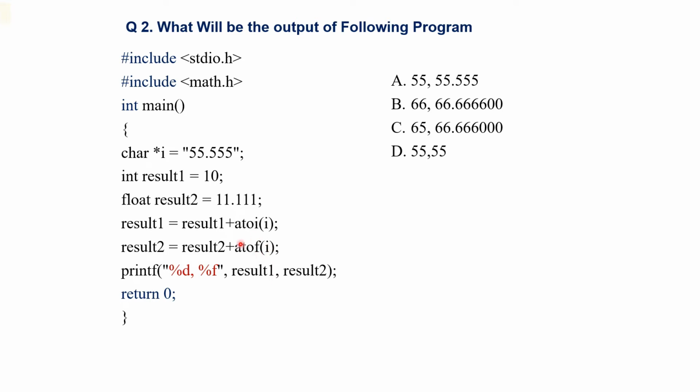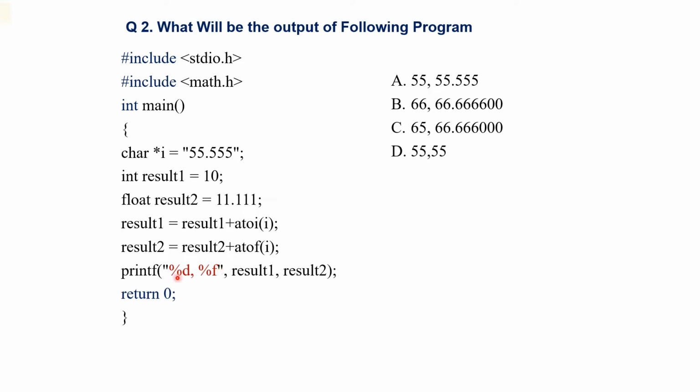So therefore this will return 55.555, which will be added with 11.111, and it will give the value 66.666. So hence here the value of result 2 will be 66.666. And by the next printf function, the values of result 1 and result 2 will be displayed.